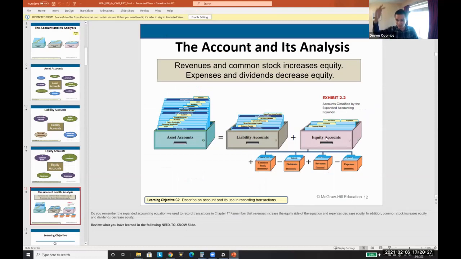And then equity accounts that would be decreased are expenses and dividends.